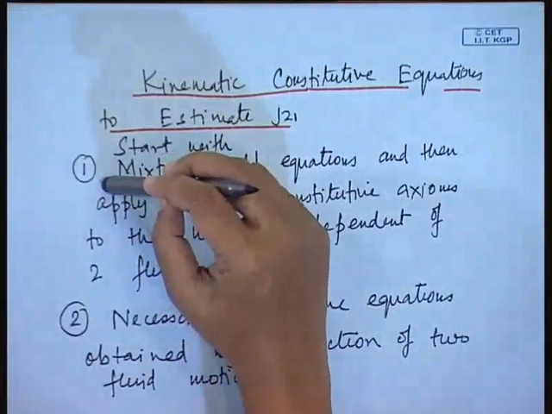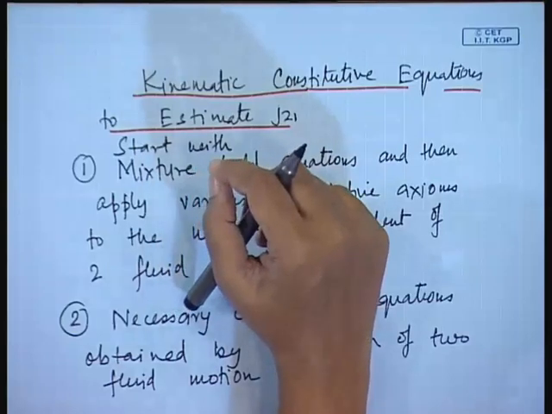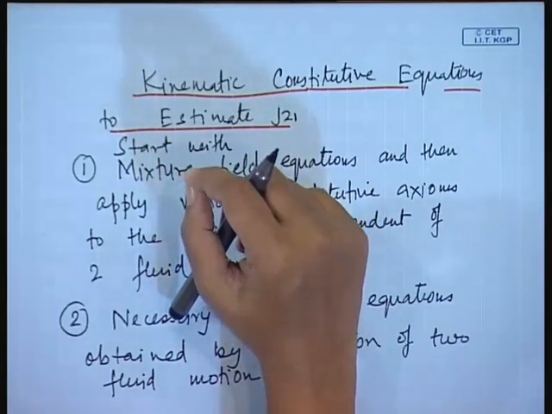Now, logically, when you think, you will always be tempted to think that maybe the first approach is much more logical and should be used, because here we are considering the mixture properties as a whole. You will think that we should consider the mixture field equations, apply the various constitutive axioms to the mixture, and it should be independent of the two fluid model. But if you notice properly, you will find that there are certain problems in using the first approach. Now, what are the problems? The first problem arises from the fact that the two phases are generally not in thermal equilibrium. When they are not in thermal equilibrium, we cannot define a particular temperature for the whole mixture.